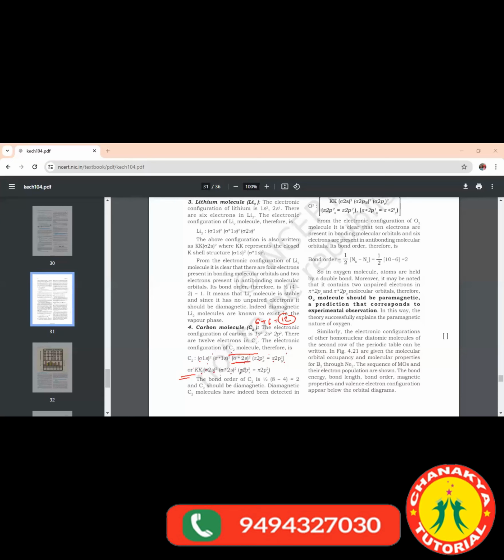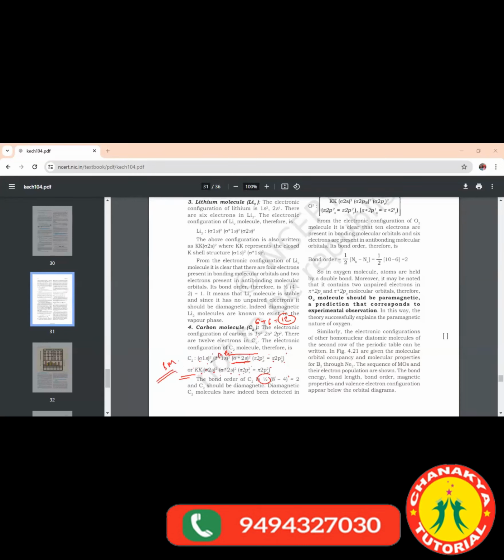Sigma 2s2, sigma star 2s2, and pi 2px2 is equal to pi 2py2. Okay. So the bond order of C2 is 1/2 into 8 minus 4. So wherever star is there, that will be the anti-bonding. Okay. And wherever star is not given, that would be the bonding molecular orbital.